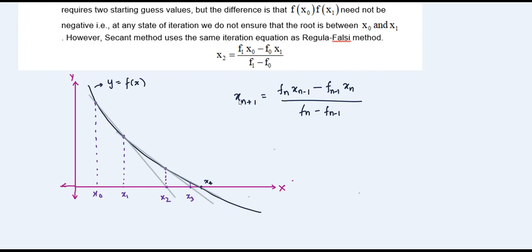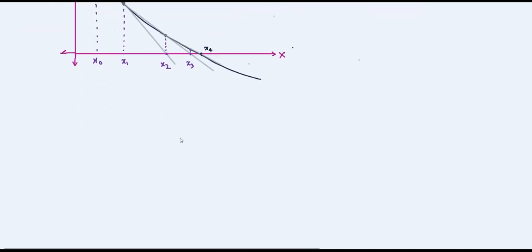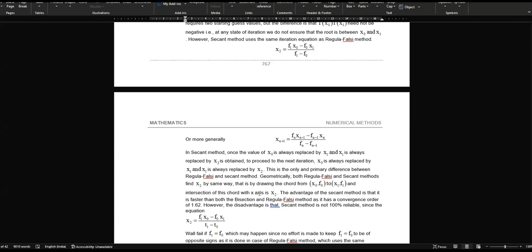So depends on how accurate we want, we keep on adding steps. So this is the secant method, like regula falsi method. The only advantage of secant method is we do not try to ensure that the root has to lie in between x0 and x1. Whereas in both bisection method and regula falsi method, we have to ensure that the root lies within the interval. So this has an added advantage, the secant method.